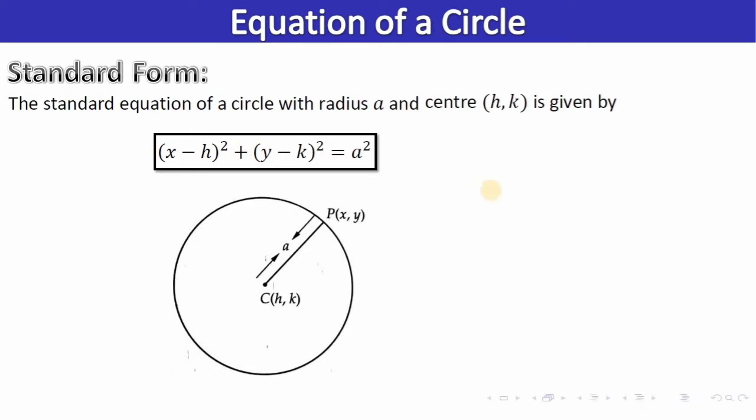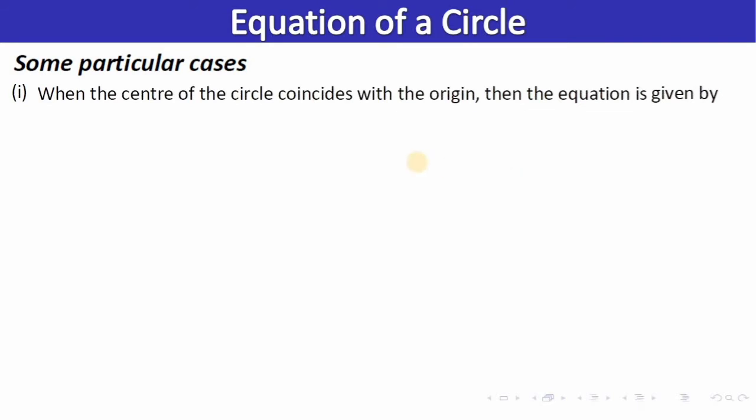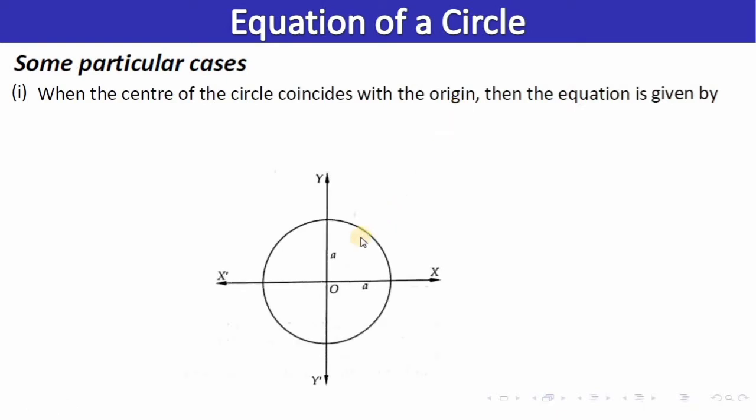Now let us see some special cases which occur due to this particular equation of the circle. The first case is when the center of the circle coincides with the origin. That means my center is the origin now, that is h comma k is 0 comma 0 here, right? And a is the radius. So we have x minus h, that is x minus 0 whole square, is x square, plus y minus k, that is y minus 0 whole square, is y square. So this is your equation of a circle with center as origin.